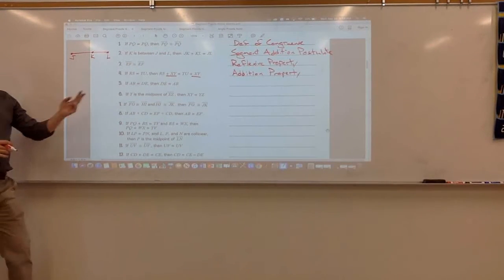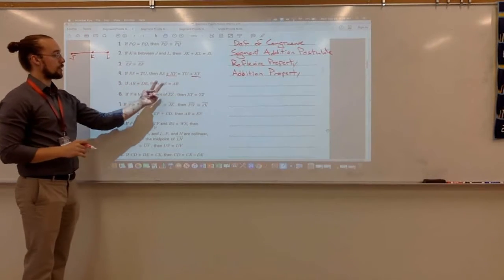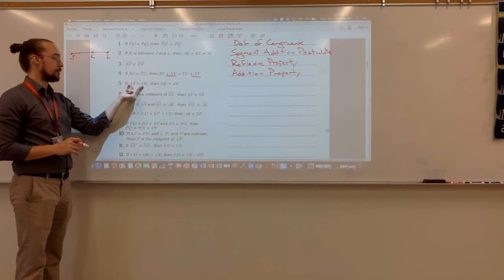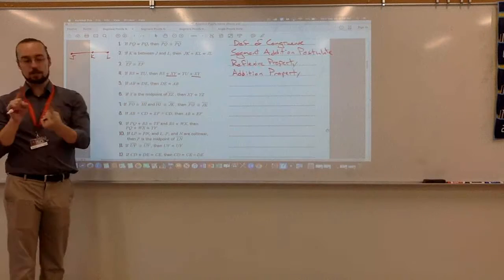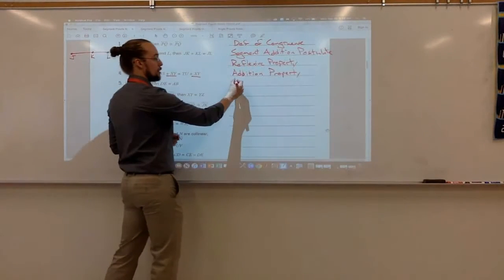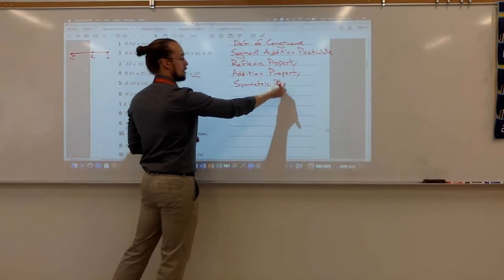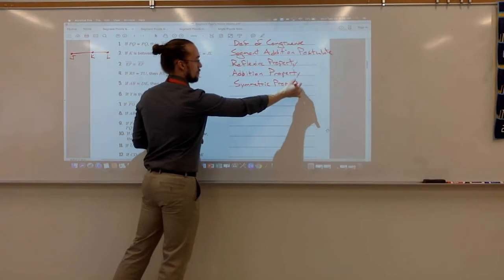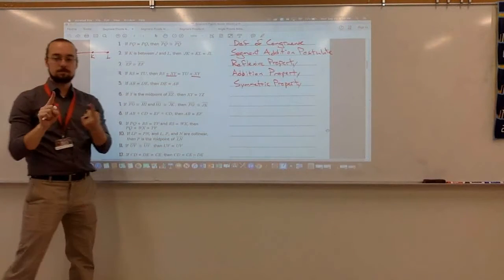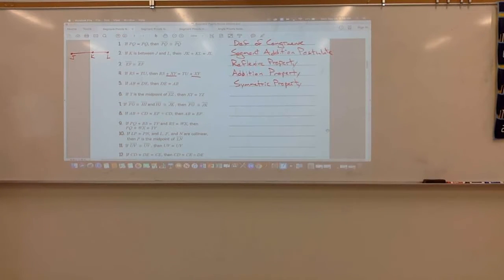Number 5, all they did was flip things across the equal sign. If AB equals DE, then DE equals AB. That's the symmetric property. I always think of it as the switcheroo, like the S from switcheroo to the S in symmetric, because you're just switching them. My own nerdy little way of remembering it. Okay, that works.